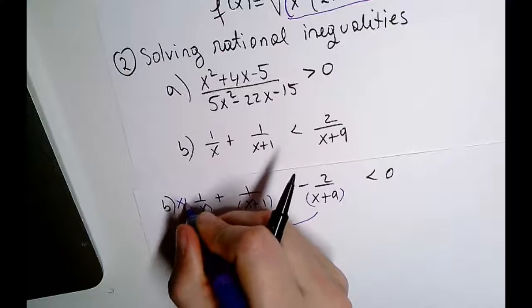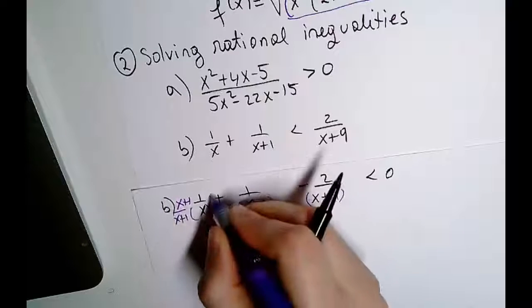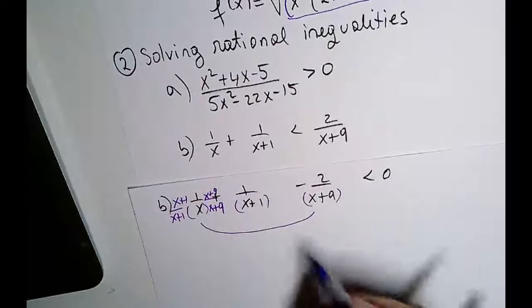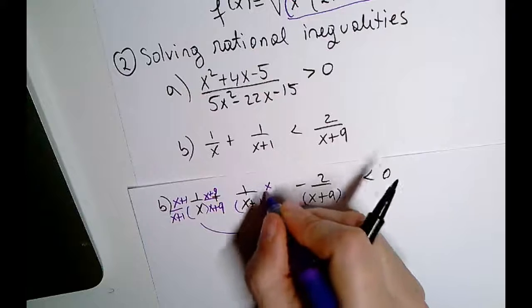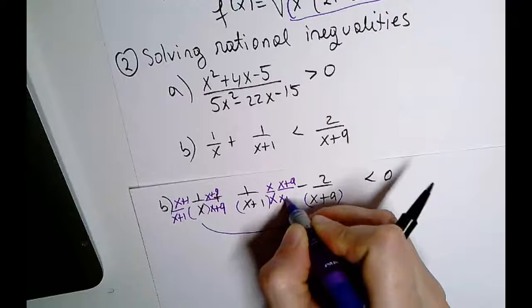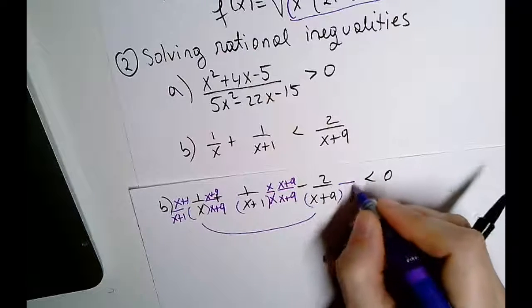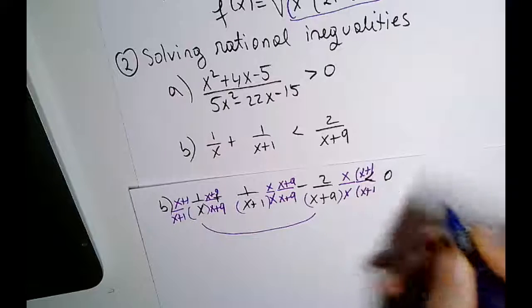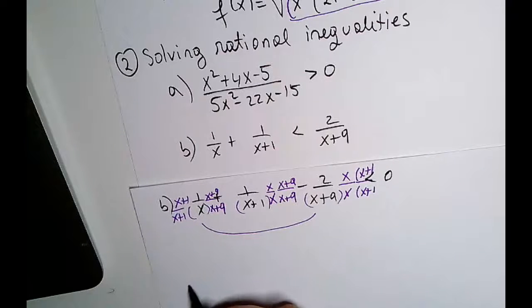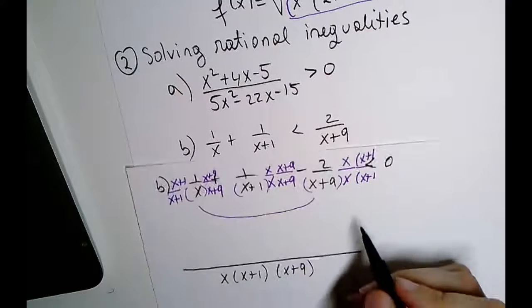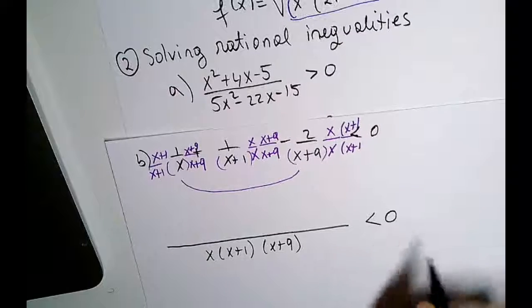So it's going to need x plus 1 and x plus 9. x plus 1 is going to need the x and the x plus 9. And the x plus 9 is going to need the x and the x plus 1. Okay, so now the common denominator is x times x plus 1 times x plus 9. And then let's see what we have at the numerator. And this is going to have to be less than 0.